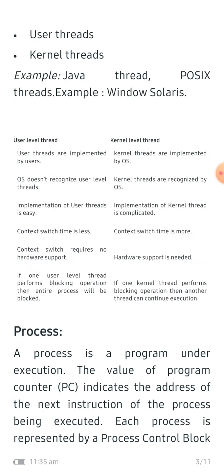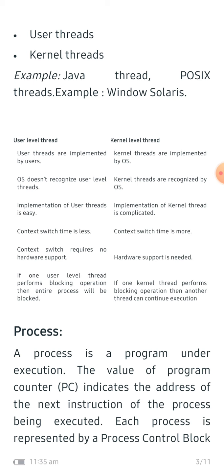There are two types of threads. First is the user thread and next is the kernel thread. Examples of user threads are Java threads or POSIX threads. Examples of kernel threads are Windows and Solaris. User level threads are implemented by the user. Kernel level threads are implemented by the operating system.